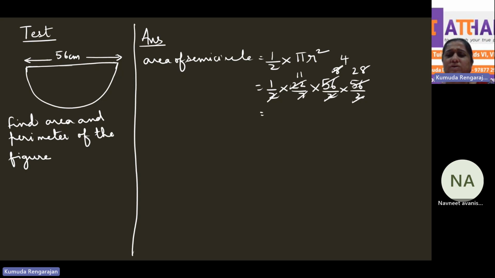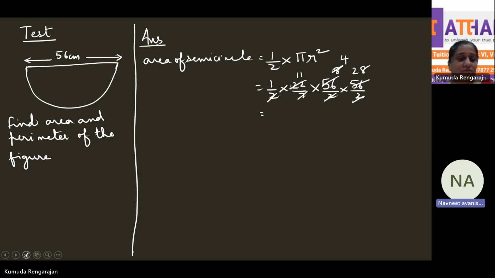You can cancel. Anyways, you can cancel. What's the product? After that, we will get 4928. Ma'am, we didn't cancel it. We cancelled this 27 by 2 and 56 by 2 alone, ma'am.